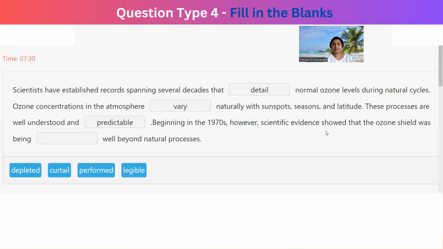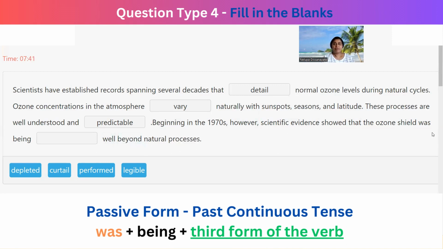However, scientific evidence showed that ozone shield was being blank well beyond natural processes. Was being. Now, when you see this sentence, you can see this is in the passive form. Ozone shield is the object here. Now, it has become the subject here. Ozone shield was being. Grammatically, when you have the word was and then being, normally we are using passive. Now the next word definitely should be the third form of the verb. We have two third forms of verbs here, depleted or performed.